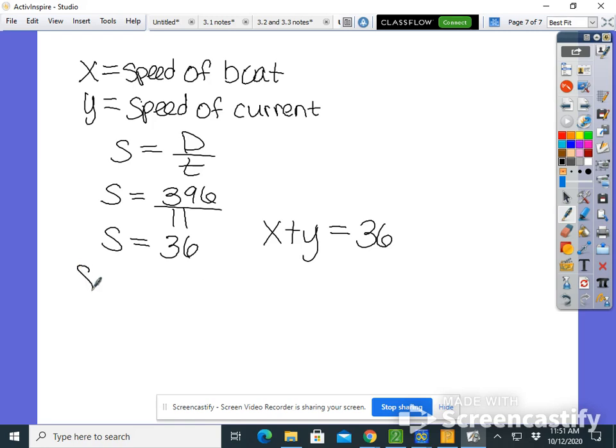So now I've got to find the speed for the trip back. We're still traveling how many miles? 396. And how long did that trip take on the way back? 22 hours. So what's the speed for the trip back? 18. So since the current's slowing you down, what are you going to do with x and y? Subtract. So you're going to have x minus y equals 18.